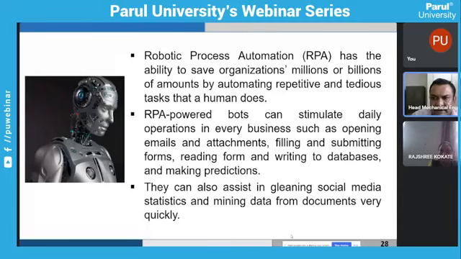It has the ability to save organizations millions or billions by automating repetitive and tedious tasks. Say, for example, that you need to check your emails regularly, right? It is monotonous work, but in place of you, a person or any robotic system may read your mails appropriately and answer them, right?